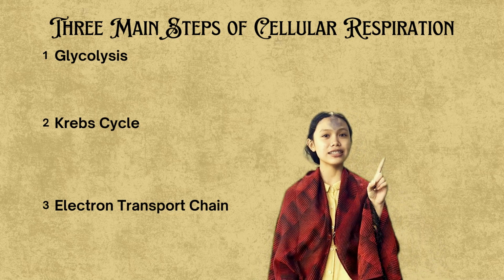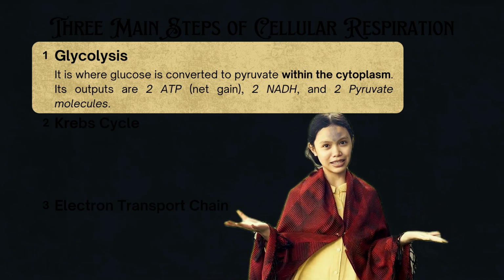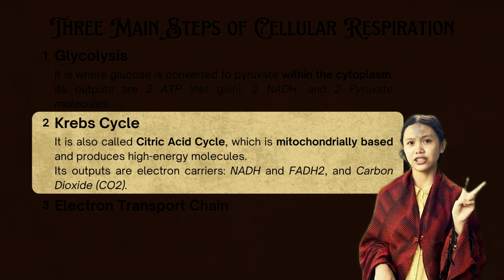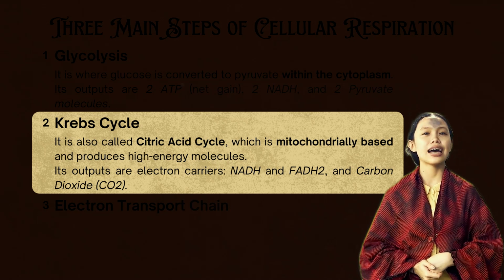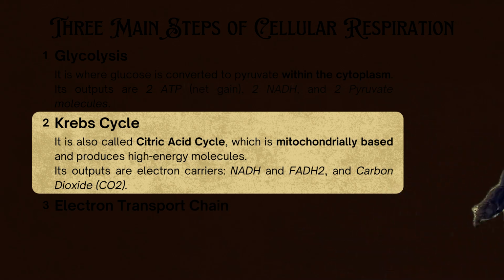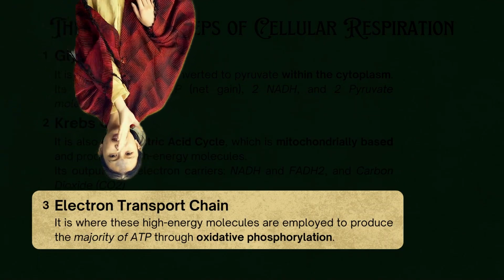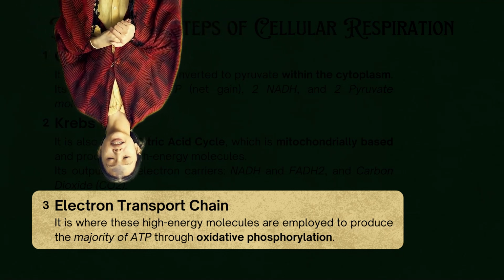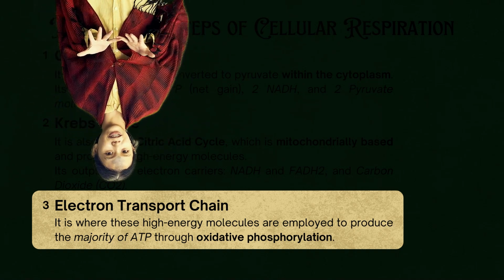First, I will need to visit the nation of glycolysis, where glucose is converted to pyruvate in the cytoplasm. Next, I will need to visit the nation of the Krebs cycle, or the citric acid cycle. This nation is mitochondria-based and produces high energy molecules such as NADH and FADH2. Finally, I will need to visit the nation of the electron transport chain, deep inside the mitochondria, where the magic happens. Here, the high energy molecules are employed in order to make the majority of ATP through oxidative phosphorylation.